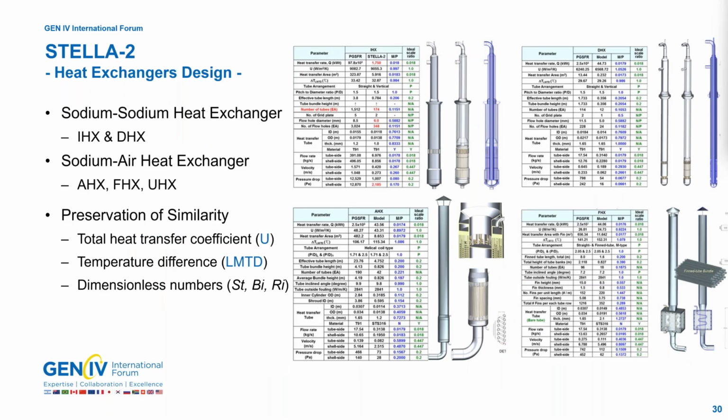Finally, the art of designing lies here. The five different types of heat exchangers, IHX, DHX, AHX, FHX, UHX, were designed to keep the similarity. Basically, the conserved parameters are the total heat transfer coefficient and the temperature difference. Next slide, please.